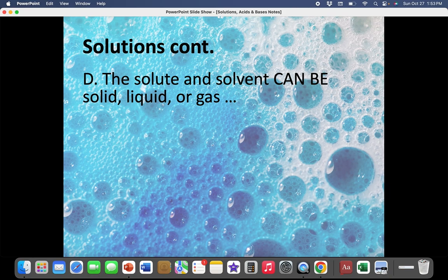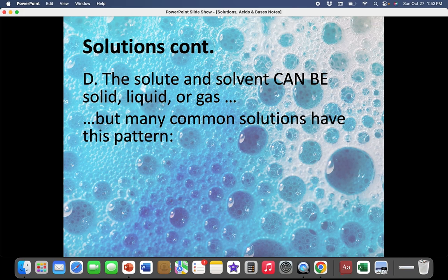So the solute and solvent, in theory, can be a solid or liquid or gas. So both solute and solvent can be in any state of matter. Many common solutions, though, have this pattern. They have a solid solute and a liquid solvent, and they form a liquid solution. So many of the times when we're talking about chemicals that are found in solution, this is the general recipe that we're going to get. So there's several different examples that follow this pattern.